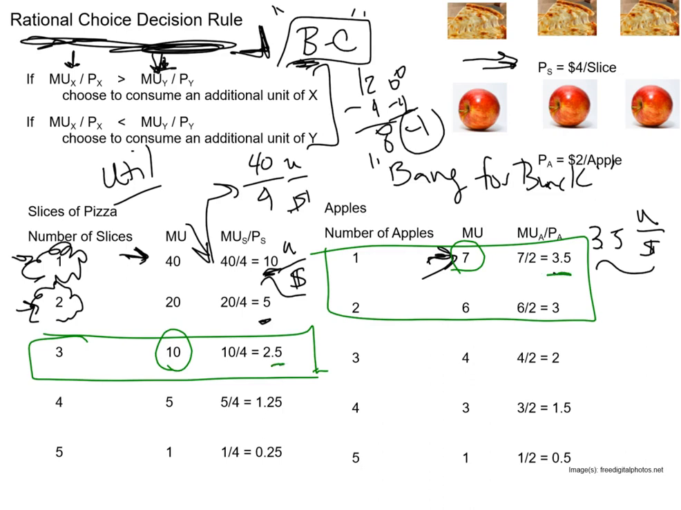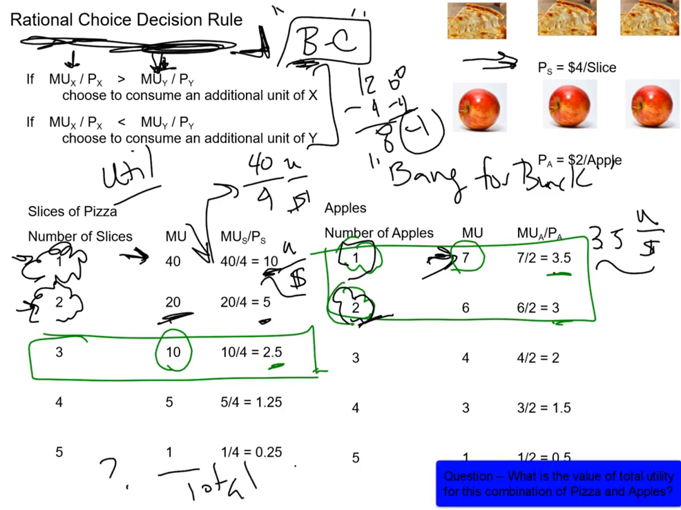When I do my per unit calculation, both the first and the second apple have a better bang for the buck than my third slice of pizza. So even though I like my third slice of pizza more than my apple, I should spend my last $4 buying these first 2 apples, right? To answer the original question, hopefully this matches up with what your gut told you. What's the best way to spend $12? It's by buying 2 slices of pizza and 2 apples, because it maximizes total utility.